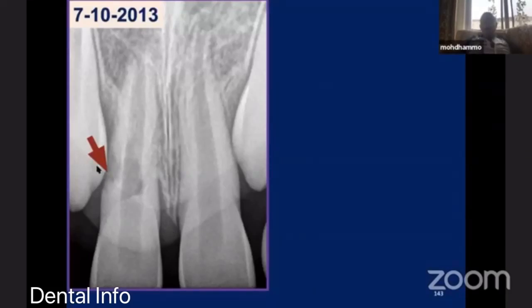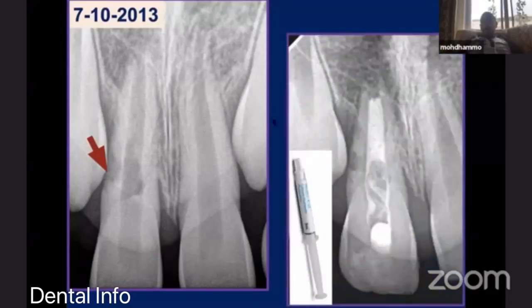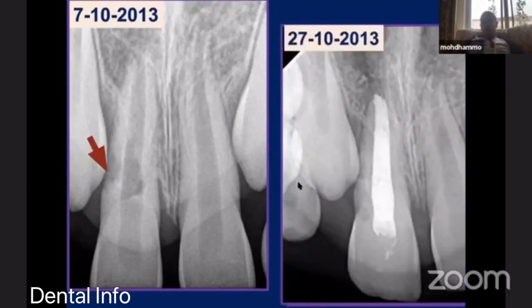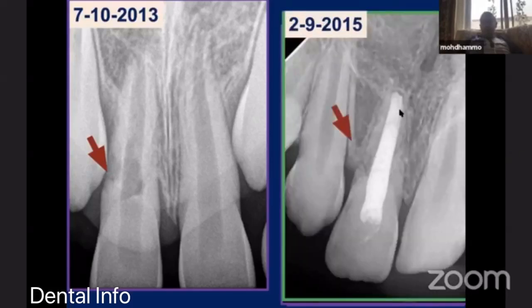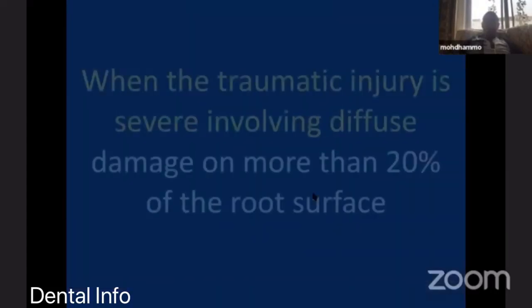So let's see here. We have a resorption here, external resorption. I placed calcium hydroxide for about 15 days. Then I made my obturation here. So let's make the follow-up. Let's see this case after 2 years. You can see here the resorption stopped. No more resorption, no more radiolucency. We can consider it a successful treatment.